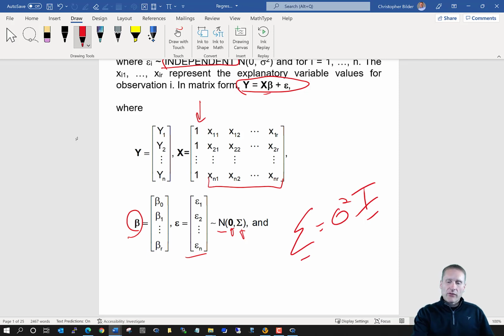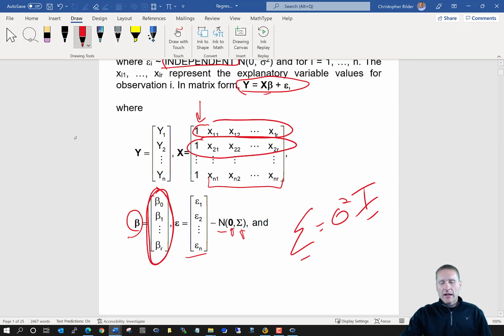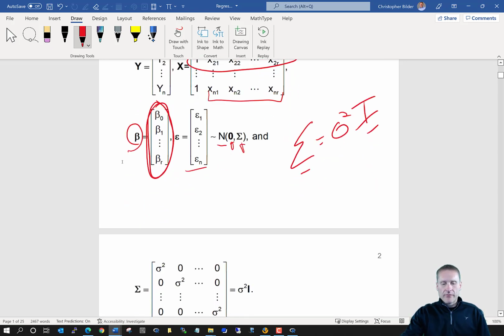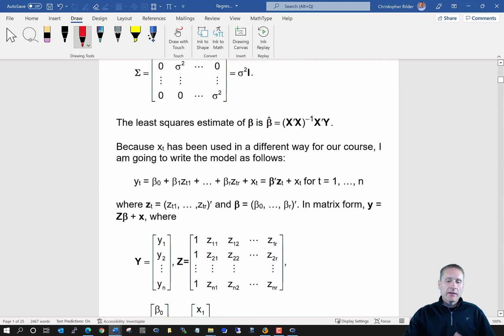Now, in this matrix formulation, of course, when we take x times beta, what's happening here? We're taking this row times this vector, then we take this row times this vector again, and so on. And the least squares estimate for beta, we denote it as beta hat. This is a vector, and it's (X prime X) inverse X prime y. This all should not be new to you coming into this course.